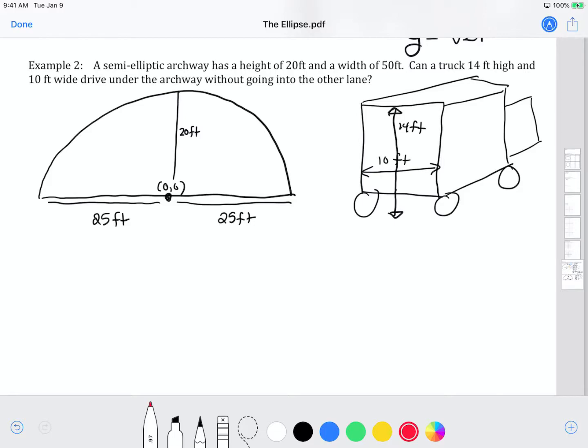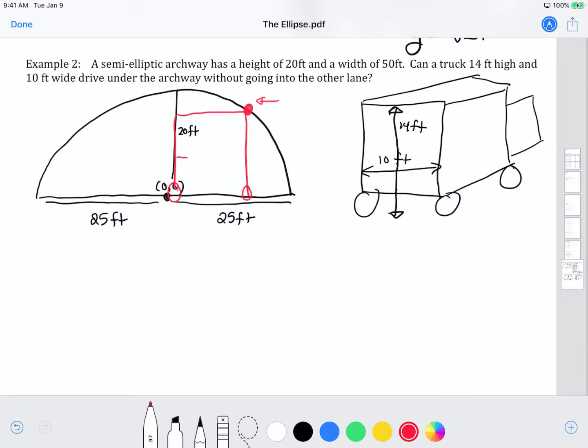So if you imagine that we're looking at the tunnel and this is the back of the truck. So here are the wheels. This is the back of the truck. We want to see what the height of the tunnel is at this point right here, so that we can see if it's taller than 14 feet. If it's lower than 14 feet, then the truck is not going to fit through there without shifting over into the center.